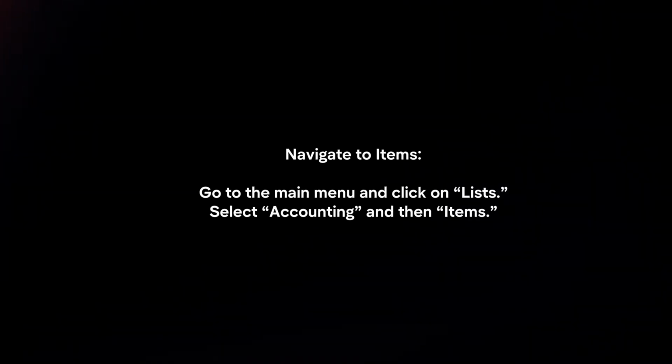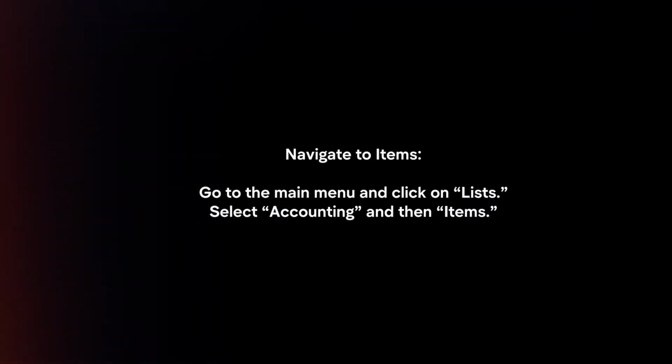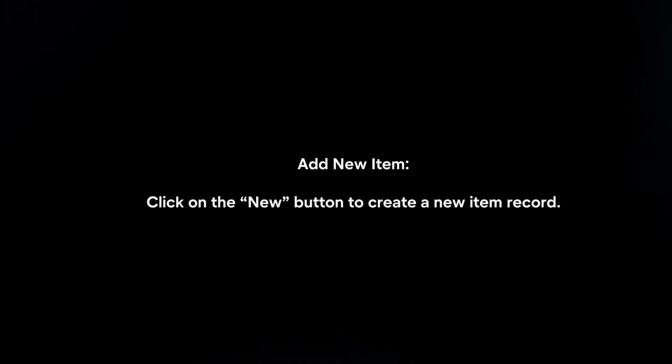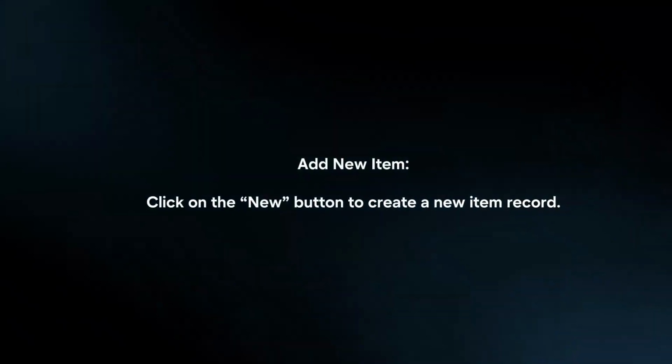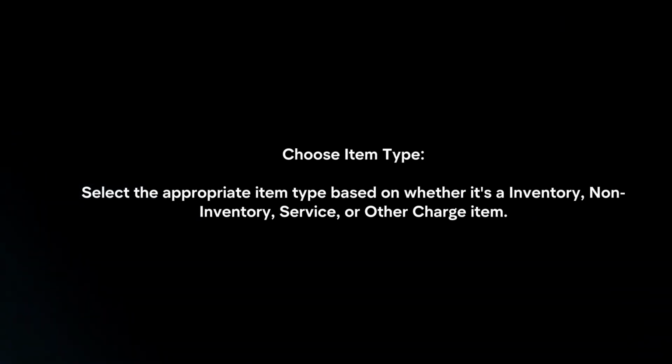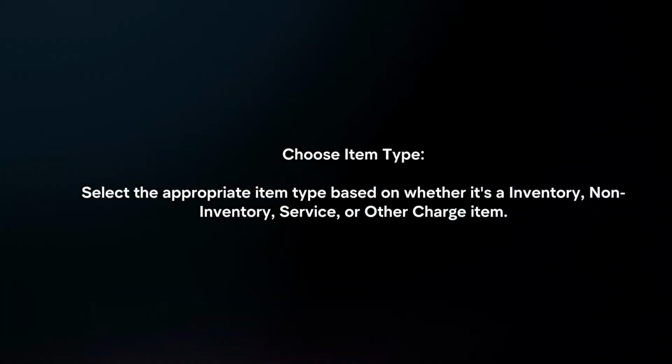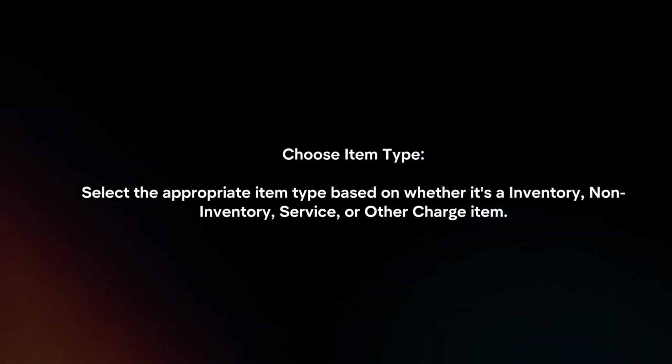Navigate to Items. Go to the main menu and click on Lists. Select Accounting and then Items. Add New Item. Click on the New button to create a new item record. Choose Item Type. Select the appropriate item type based on whether it's an inventory, non-inventory, service, or other charge item.